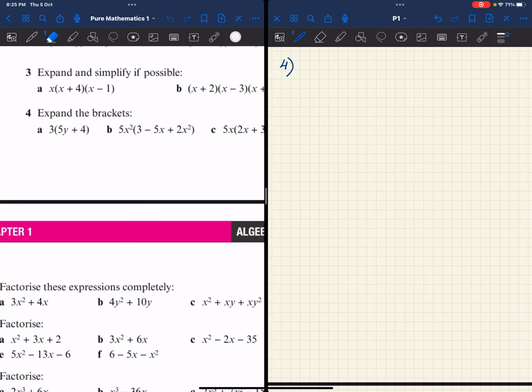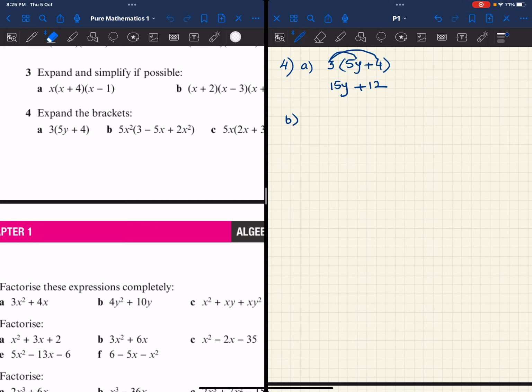Chapter review 1, question number 4a. We have 3 into 5y plus 4. Multiply: 3 5s are 15 and 3 4s are 12.